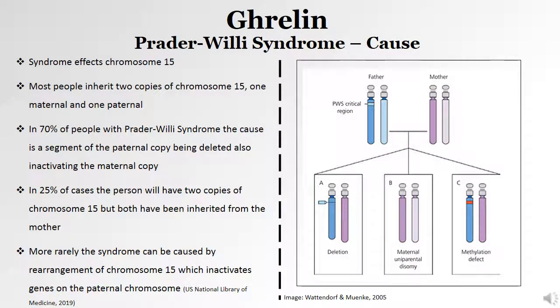The syndrome affects chromosome 15. Most people inherit 2 copies of chromosome 15, a maternal copy and a paternal copy. In 70% of Prader-Willi syndrome cases, the cause is a segment of the paternal chromosome 15 being deleted. This segment being deleted means that the genes are not able to activate the maternal copy.